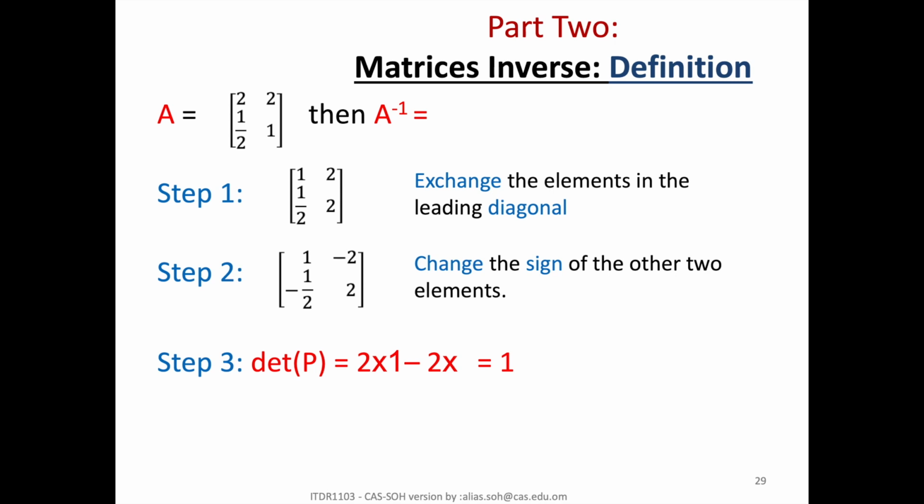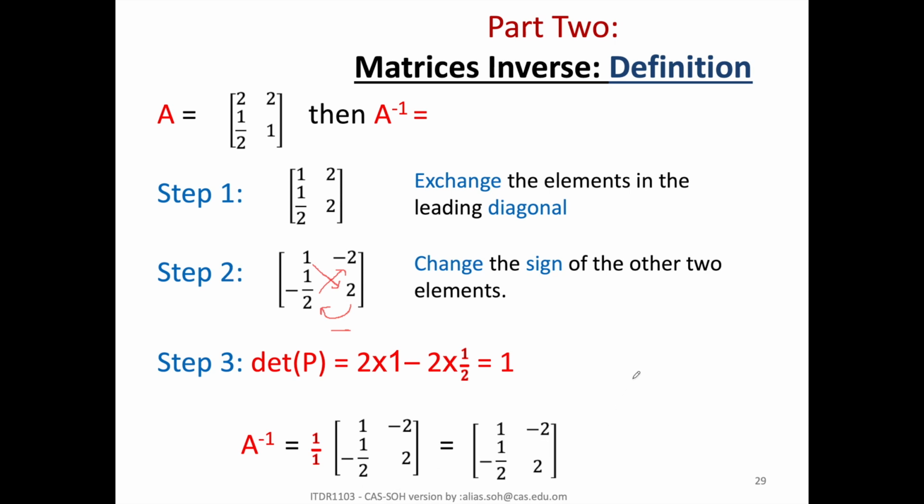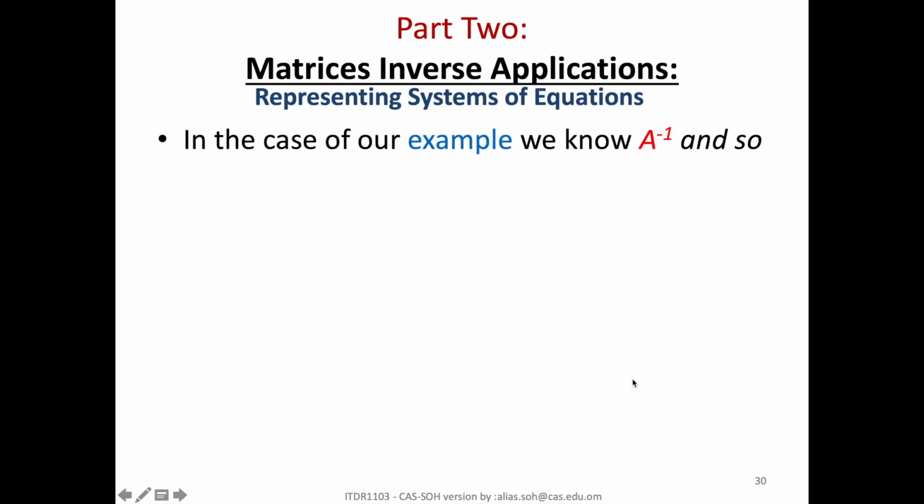Then we should find the determinant, which is multiplying 1 by 2, subtracting half by -2, and then we got the determinant 1. Then we find the matrix by multiplying the last matrix by 1 over determinant. Then we got the inverse. All right.